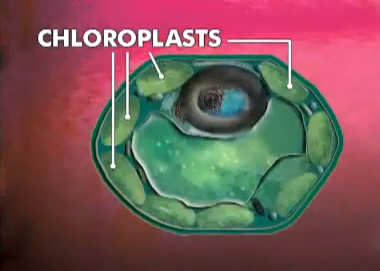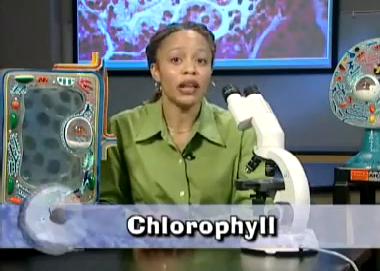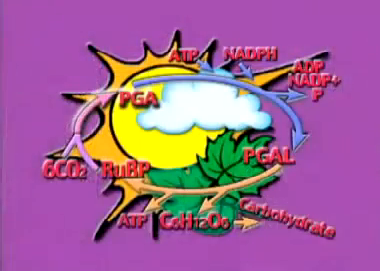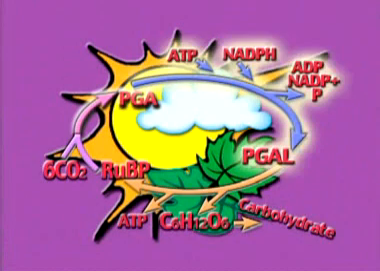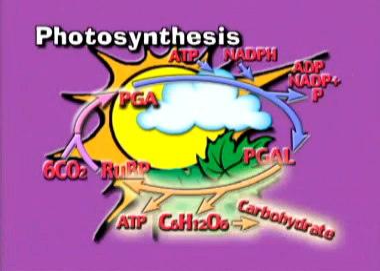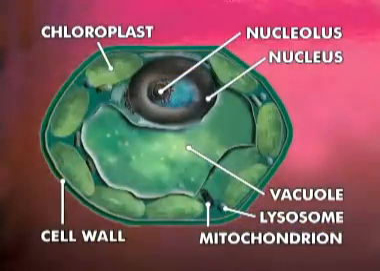The chloroplast is the other organelle found only in plant cells. Inside the chloroplast is a substance called chlorophyll, which gives plants their green color. Chloroplasts take the sun's energy and convert it to sugars, creating power for the plant in a process called photosynthesis. Plant cells also have many of the same structures found in animal cells.